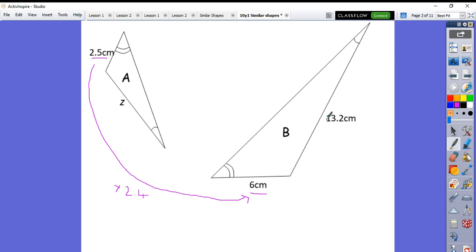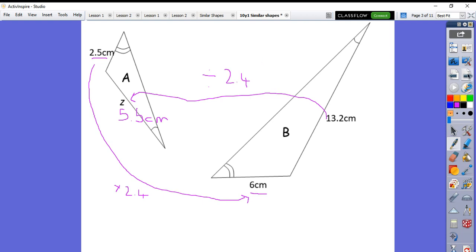Okay, this is similar to the last one in the fact that I've got the length here of 13.2 on the enlarged shape, but I want to find out what that was on the original shape. So because I'm going the opposite way, I'm going back. I'm going to divide it by 2.4. So 13.2 divided by 2.4, and I will find that this corresponding side on the shape A was 5.5 centimetres.